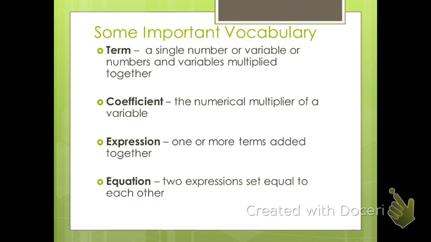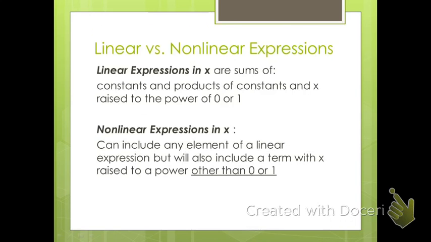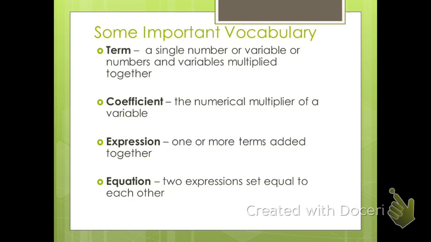So a term in mathematics, in this context, is either a single number or a variable, or numbers and variables multiplied together. A term could be something as simple as just a number, the number 3, say, or it could be a variable. It could be like a variable x, or we call it y, or whatever. Or it could be a combination of numbers and variables. That could be a term.